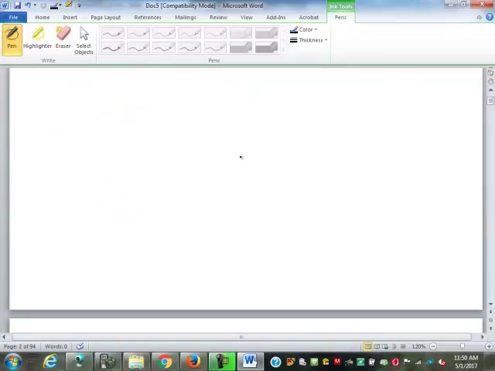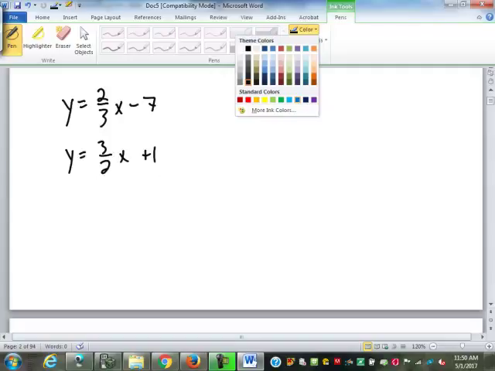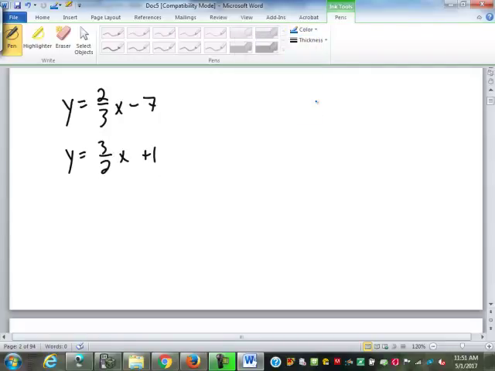So if I give you a pair of equations, you should be able to tell me if they are parallel, perpendicular, or neither. So looking at these two equations here, are they parallel, perpendicular, or neither? Well, it's tempting to say perpendicular because we've got 2/3 and 3/2. But they're both positive. To be perpendicular, they have to be not just reciprocals, but opposite reciprocals. One positive and one negative. So that is neither.